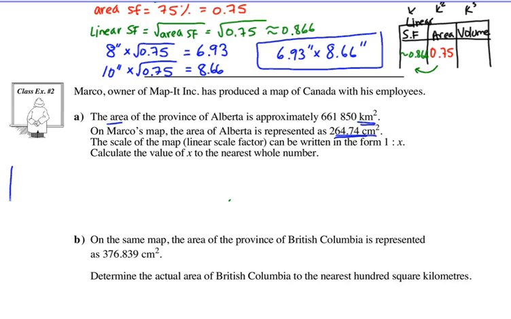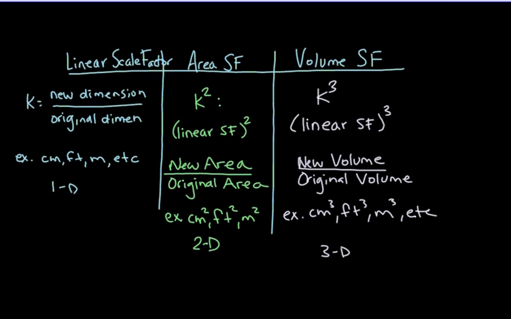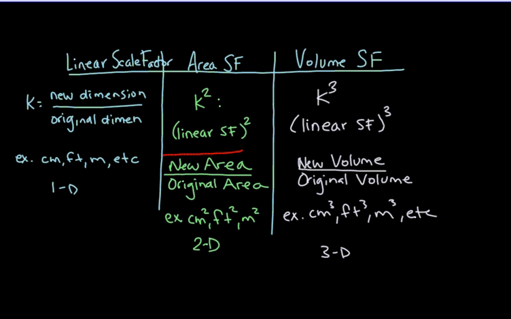So let's start by making a little chart. We have our linear scale factor, our area, and our volume. Obviously we're not going to be dealing with volume in this question. It wants our linear scale factor. But it gives us area information, so we have to start by figuring out our area scale factor because we're given area units. Then we can go backwards to get our linear scale factor. Remember, another way we can get area scale factor is to take our new area and divide it by our original area.